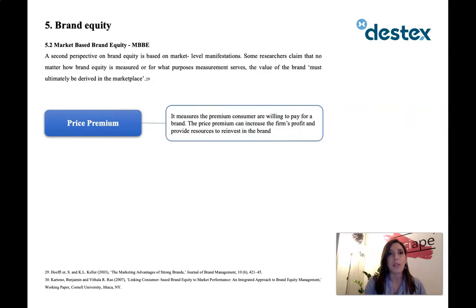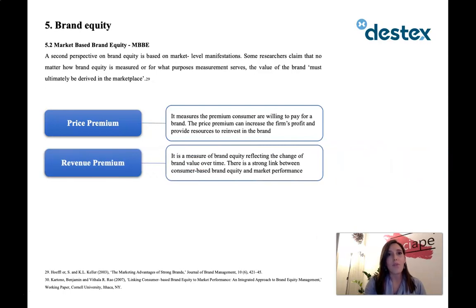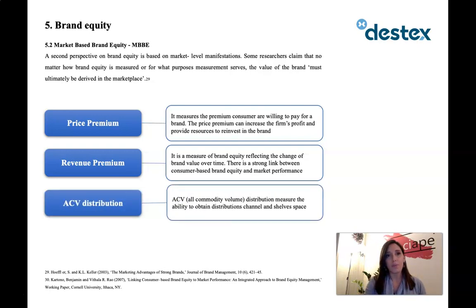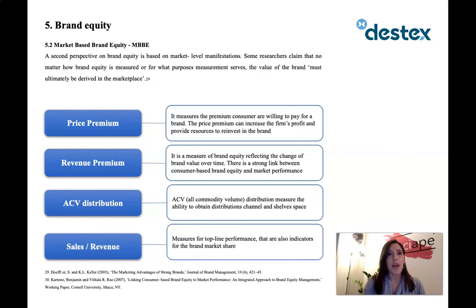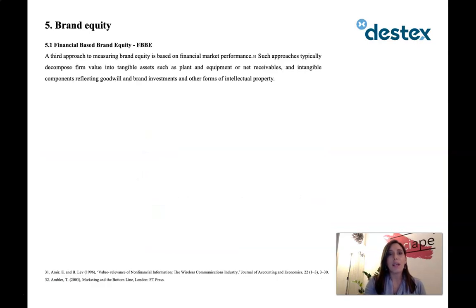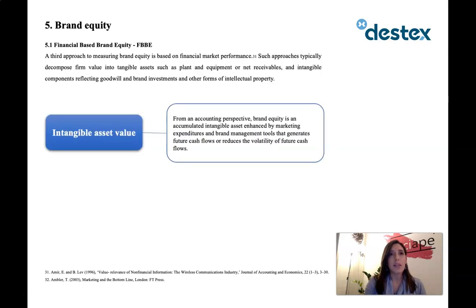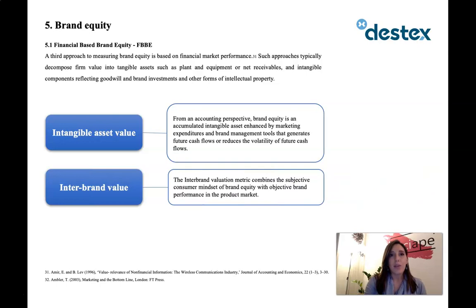the premium consumers are willing to pay for a brand; revenue premium, reflecting the change of a brand value over time; commodity distribution volume, measuring the ability to obtain distribution channels and shelf space; sales revenues, that are indicators of the brand market share. Finally, we can mention the financial-based brand equity measures that are based on financial market performance. For instance, we can report two variables: intangible asset value, generating future cash flows or reducing their volatility; interbrand value, combining the subjective consumer's mindset of brand equity with objective brand performance in the product market.